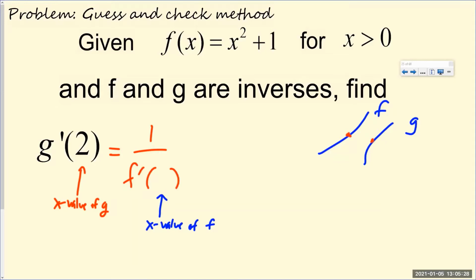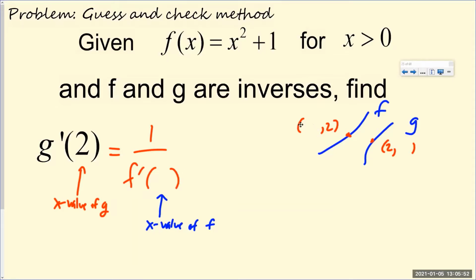If this is the x value of my g, so it's some point, right? So it's 2 comma something. That means this up here must be something comma 2. That's just the rule for inverses. If this is 2 comma something, this must be something comma 2. So the question is, can I find the x value of my f? It's like a puzzle. I need to figure out what this number is. Well, this number here is going to be the same as this number here.